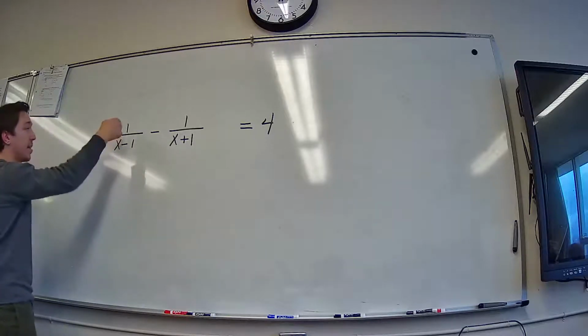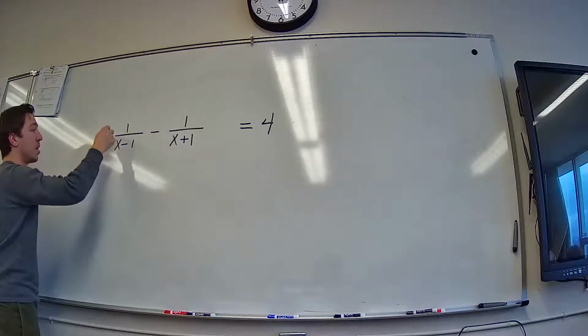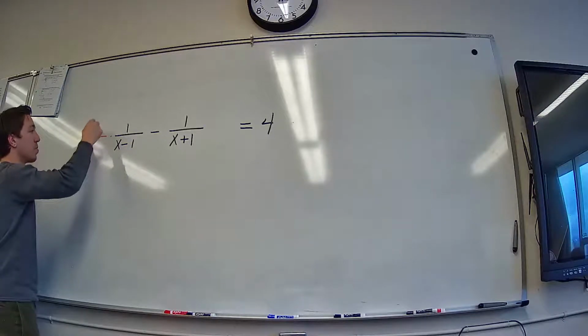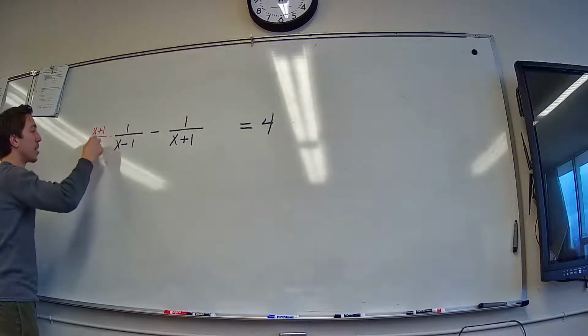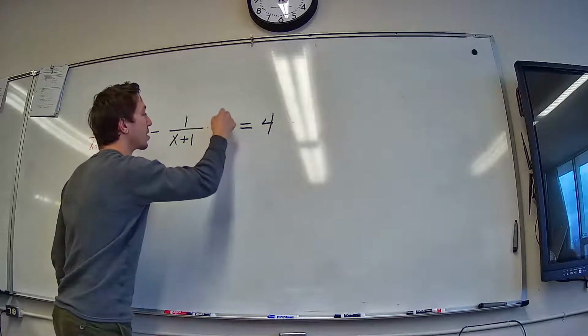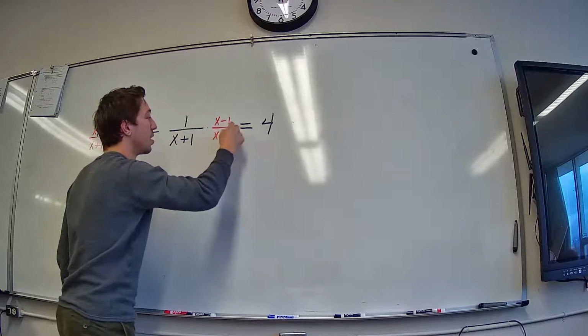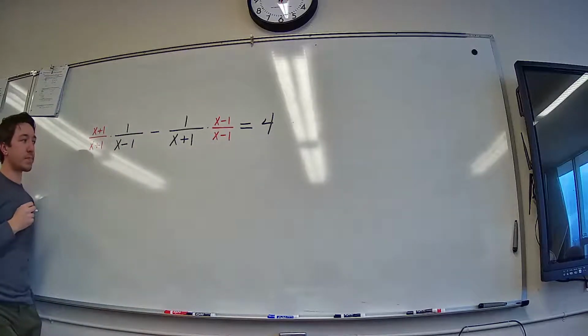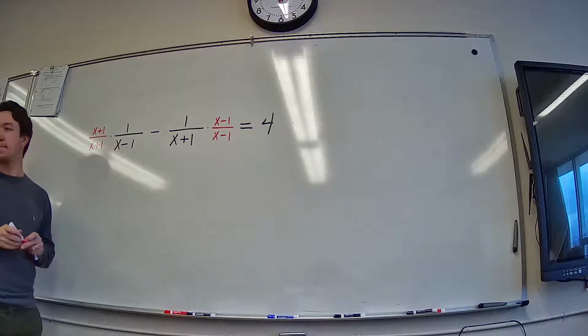What do you think I'm going to multiply this term by? X plus 1 over x plus 1. How about this term? X minus 1 over x minus 1. All right, cool beans?